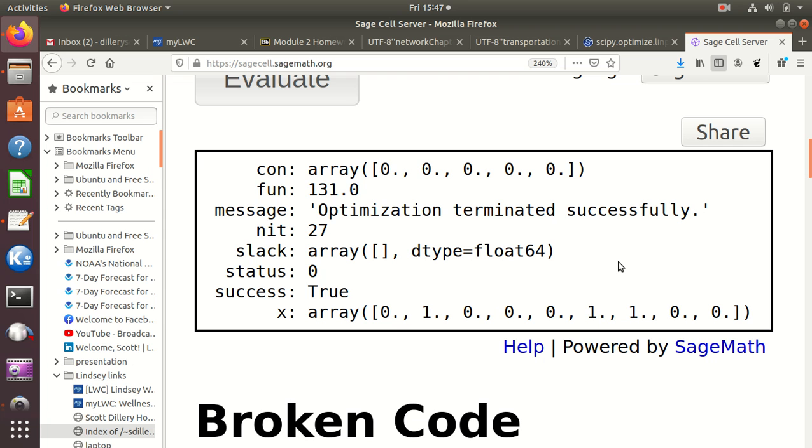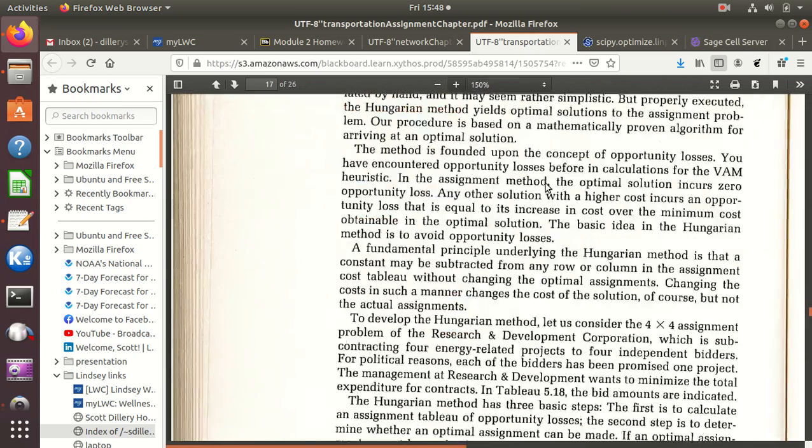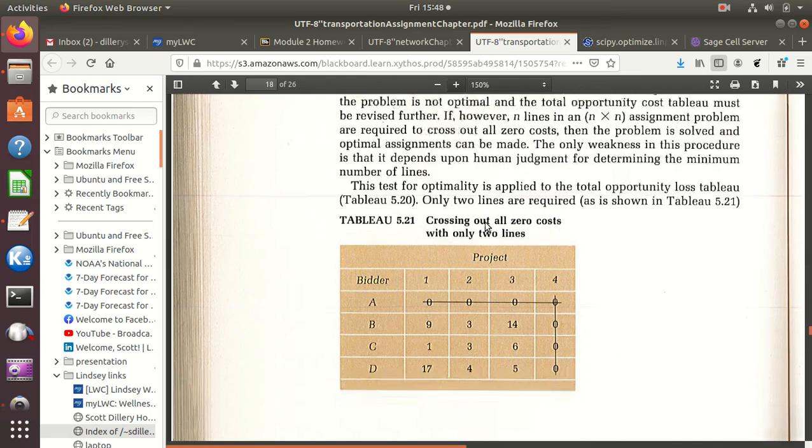Now, what's nice is if you do skim the material as far as the algorithms and so forth in the textbook, what they'll show you is that, well, actually for the assignment problem, I don't think there's a problem.